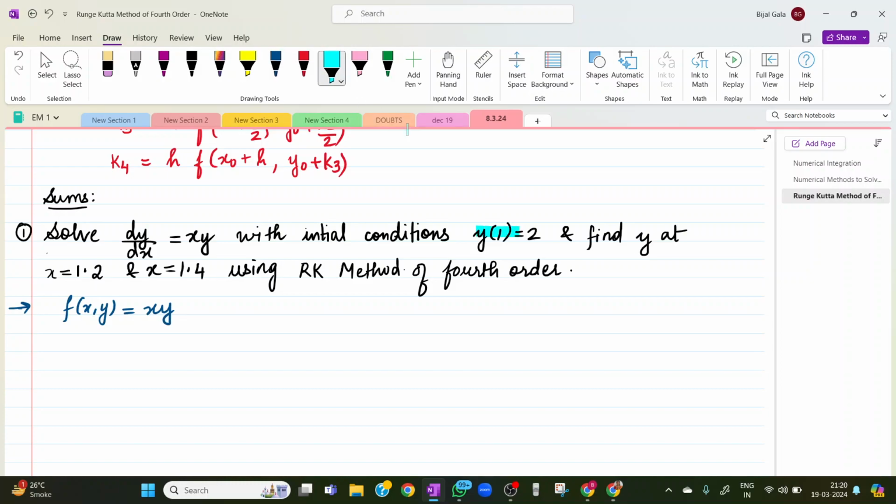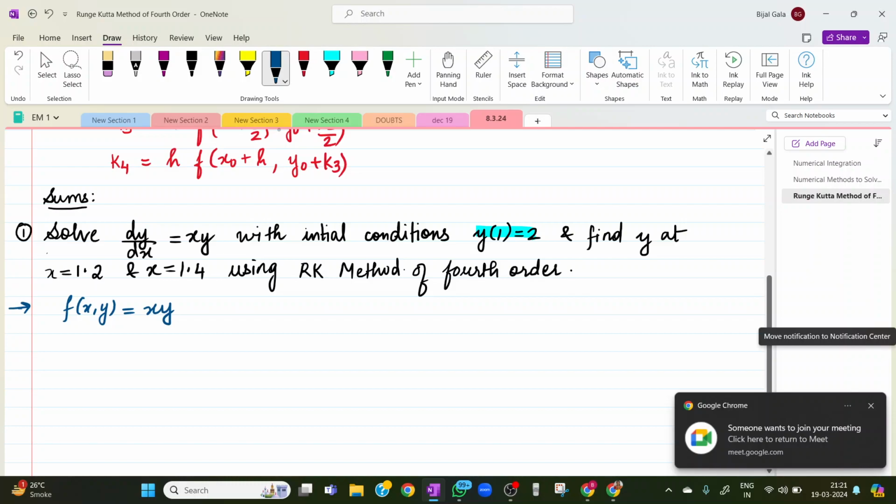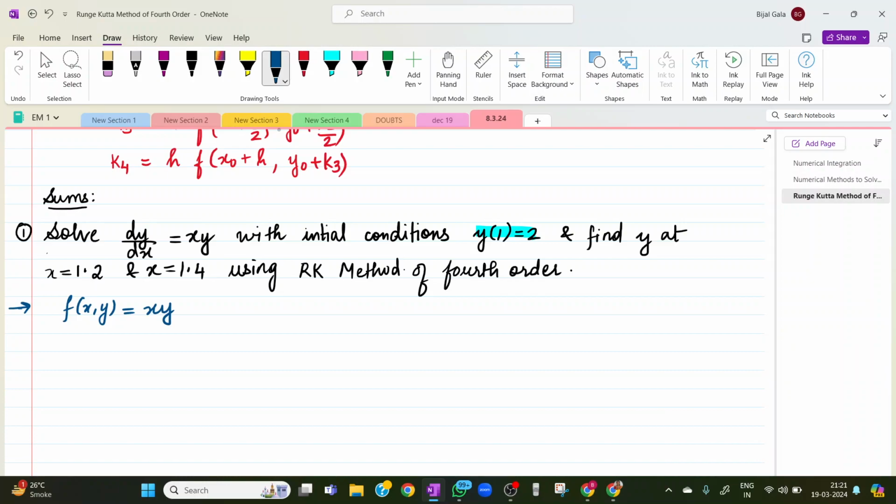Now, reading this, can anyone tell me what is the value of x0 and y0? I believe we did this in a sum last lecture. Good. x0 is 1 and y0 is 2. The number inside the bracket is x0, and the one after the equal to is your y0. So you have the values of x0 and y0.